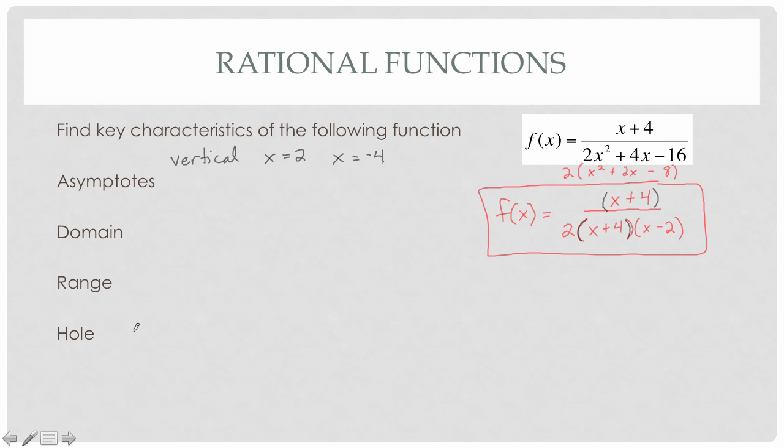So we have a hole, because I have x plus 4 in the numerator and denominator, we have a hole at x equals negative 4. All right, so we got our vertical asymptote. We're going to have one at x equals 2. X equals negative 4 is not going to be an asymptote. It's actually going to be a hole.